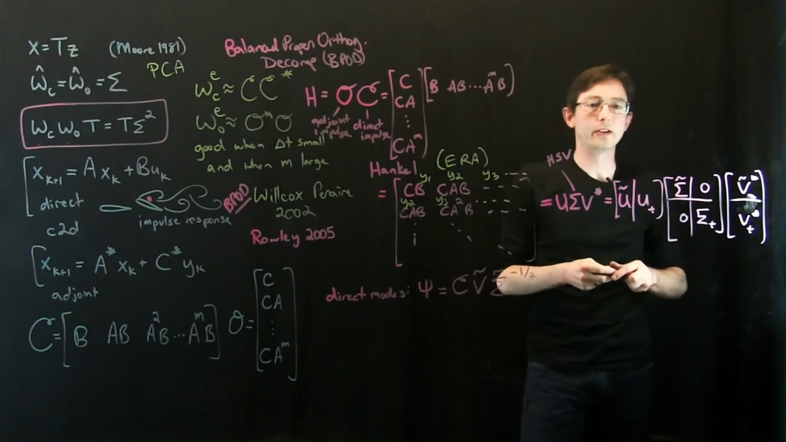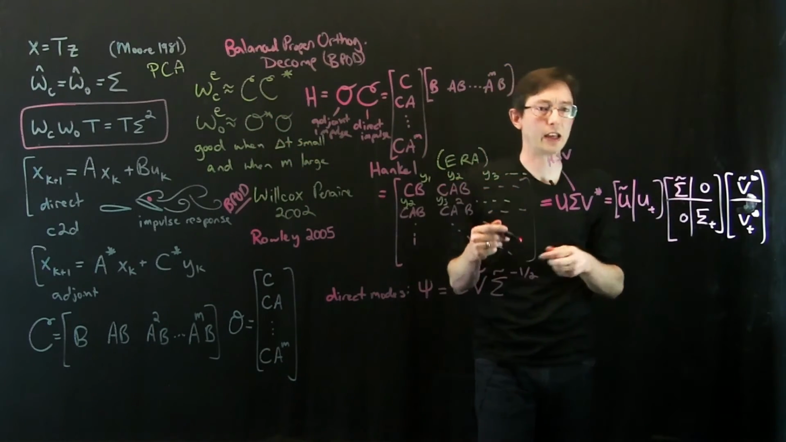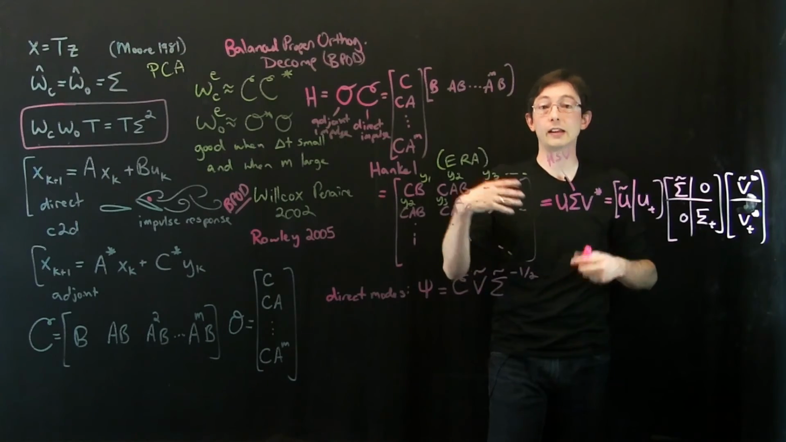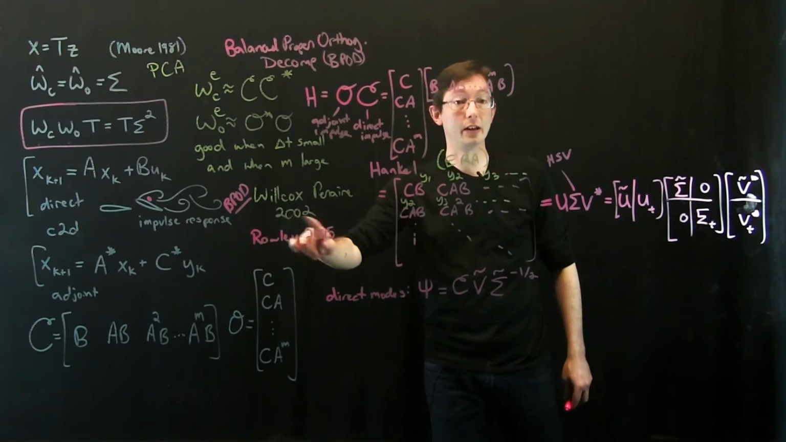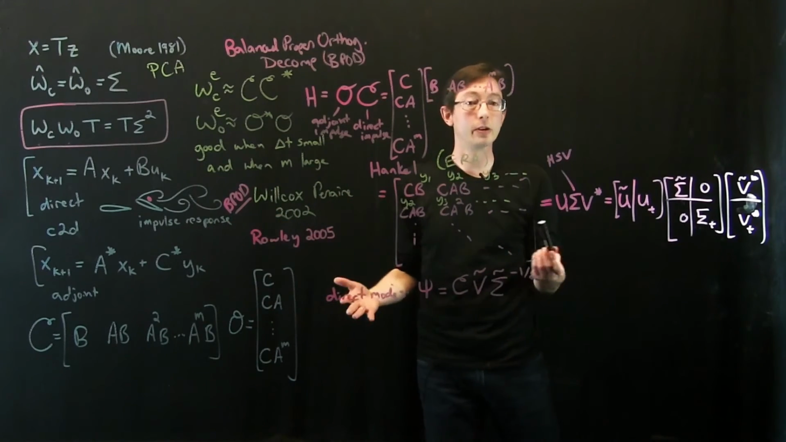There's some math. You can kind of convince yourself that this actually matches what you got with balanced truncation. That's a really nice exercise, or you could read about it in Rowley 2005. It's really nicely outlined there. It's also in our book.